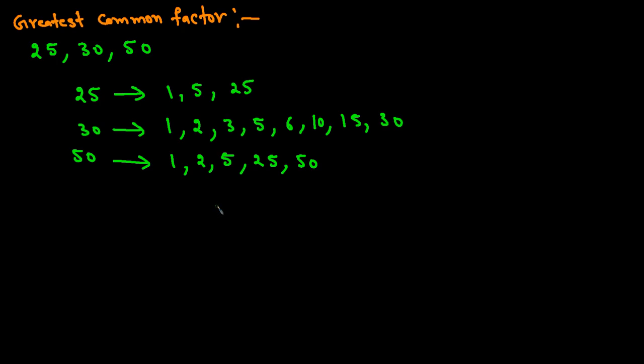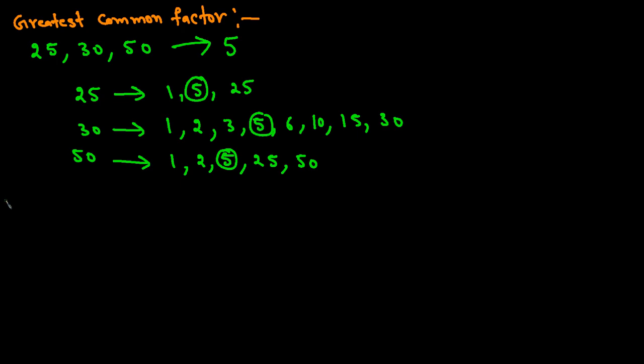So the greatest common factor is, let's look for the common factor in all of them. 5, 5, and 5. So that's the only common factor all 3 numbers got. Okay, so the answer is 5.